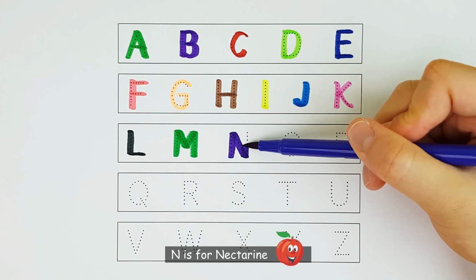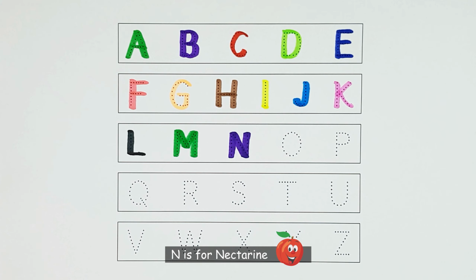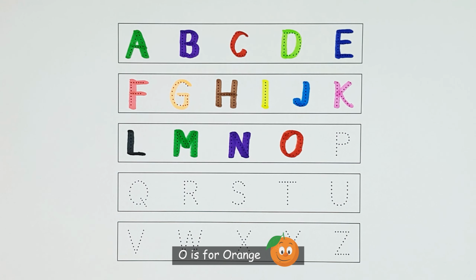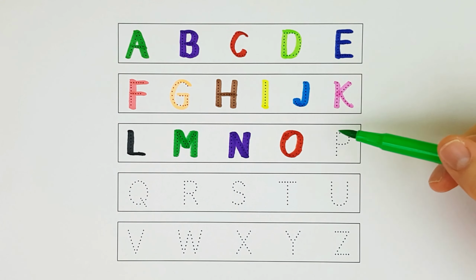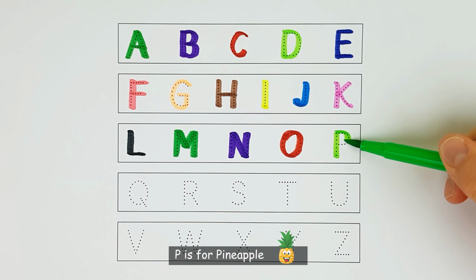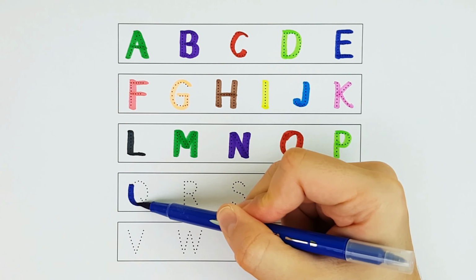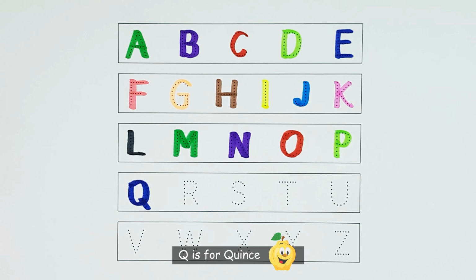N. N is for nectarine. O. O is for orange. P. P is for pineapple. Q. Q is for quince.